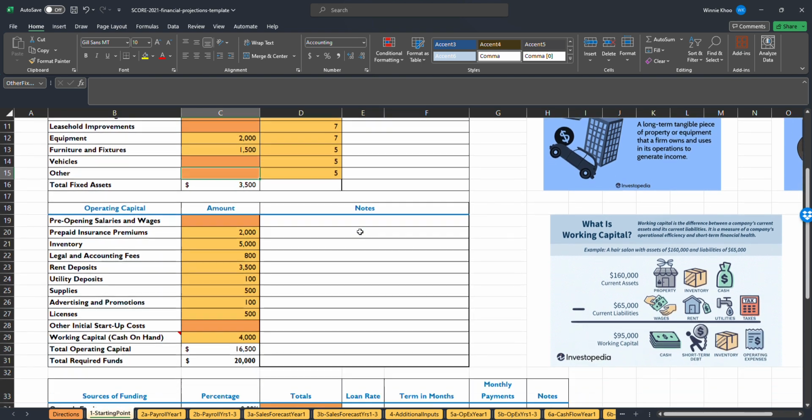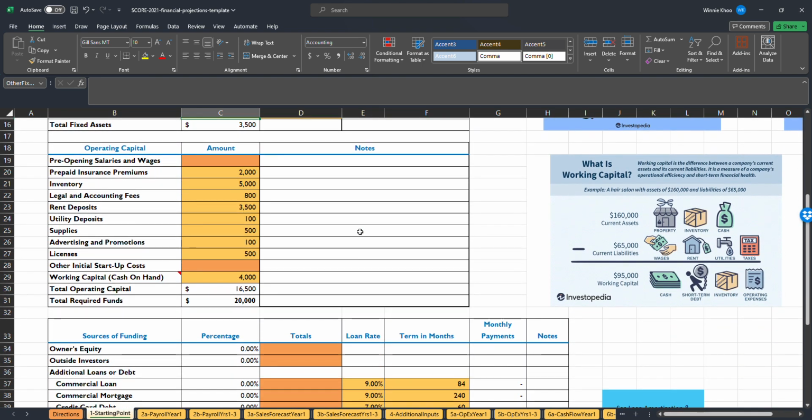So we'll go ahead and move down to the operating capital section. Here are things that you will need to get the business started. Essentially, day one, here are the things that you will want to have. Now, pre-opening salaries and wages. If you need to pay somebody up front to sort of lock them down for the contract, that's what you would put into pre-opening salaries and wages.